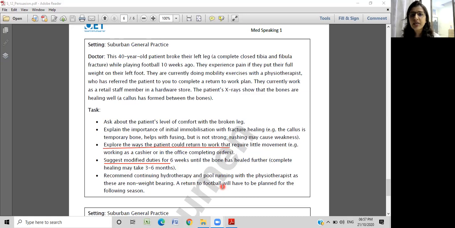Okay? So you can again explain to them that playing football involves a lot of movements, a lot of pressure on the joints. And therefore, it is not the right time for them to start playing football as yet. So I hope doing this and getting feedback on it has helped you.